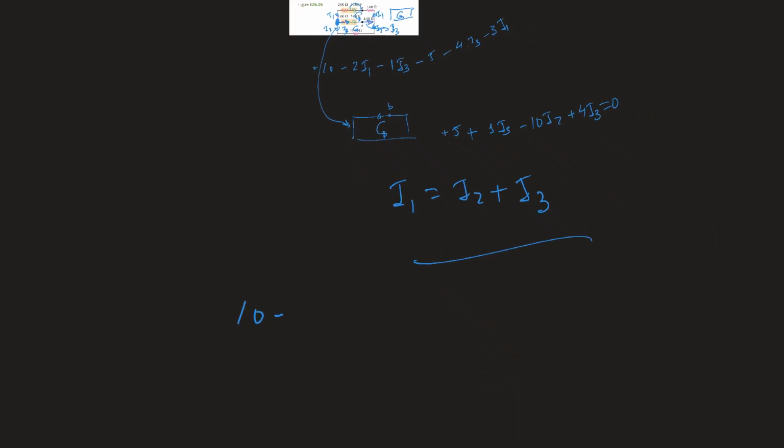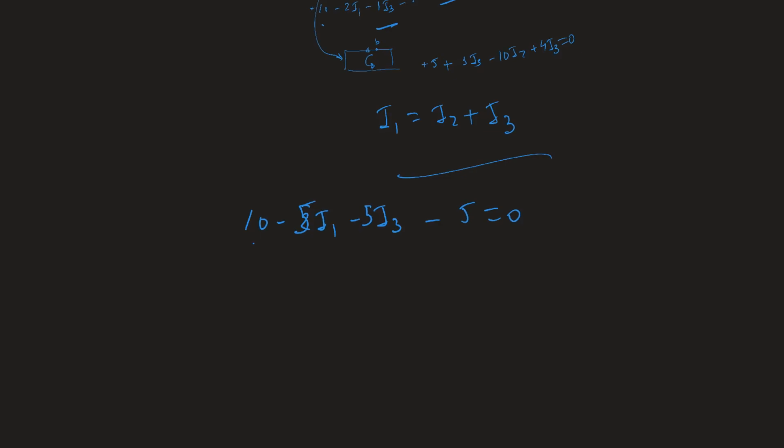The first one would be 10 minus 2I1, minus 3I1, which is minus 5I1, minus I3, minus 4I3, which is minus 5I3, minus 5, equals 0. Please check if I did it right. 10 minus 5 is 5, so I will put 5I1 plus 5I3 equal to minus 5. Okay, this is the first equation.